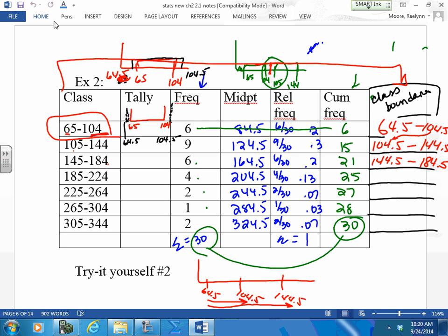How about this one? 34.5 to what? And look at this, there's no gap between your 34.5. It starts right there. Will I ever hit a 34.5? No, because my data's discrete. My ages were whole numbers. So it'll never affect the count for that interval. All it will do is make my graph flow a little bit better.